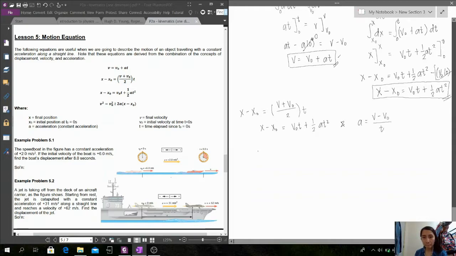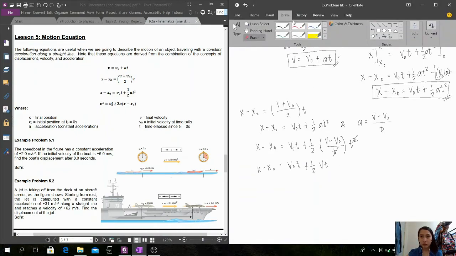So, we will substitute this one to this equation here. So, we have x minus x sub o is equal to v sub o times t plus 1/2 times v minus v sub o, all over t, times t squared. So, we have x minus x sub o equal to v sub o times the time, plus 1/2 the final velocity times time, plus, so we can have the minus sign here.